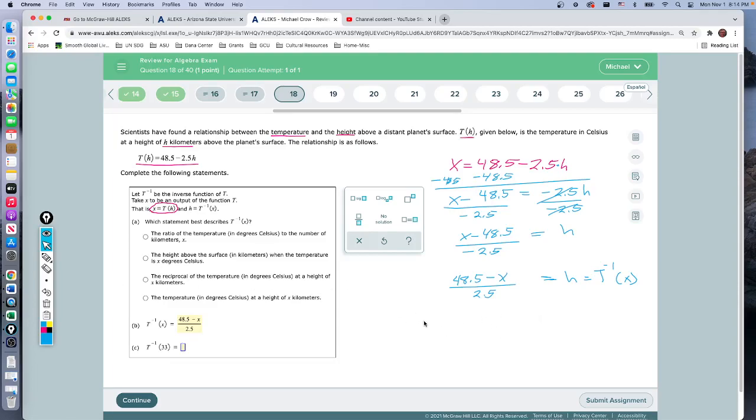We want to find the inverse function at 33. So that's the x, and we're going to plug that in here: 48.5 minus 33, divided by 2.5. 48.5 minus 33 is going to be 15.5. So subtracting, then divided by 2.5.